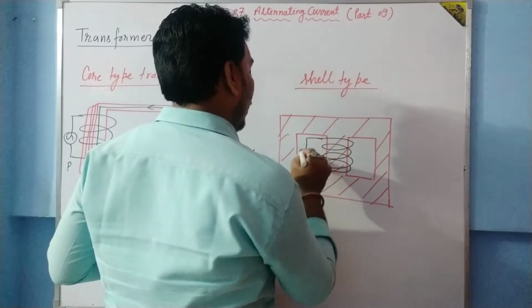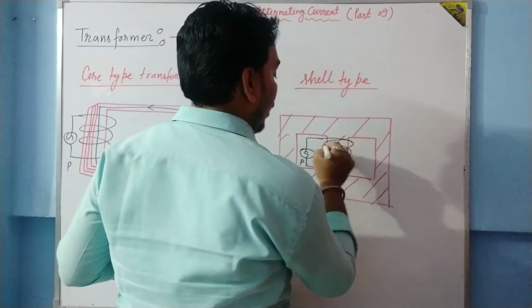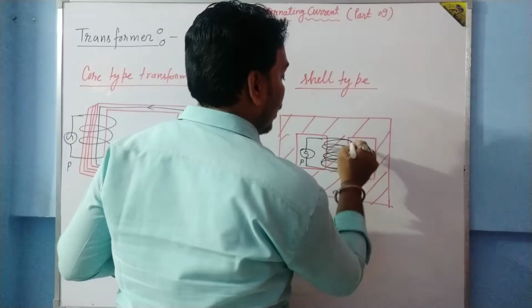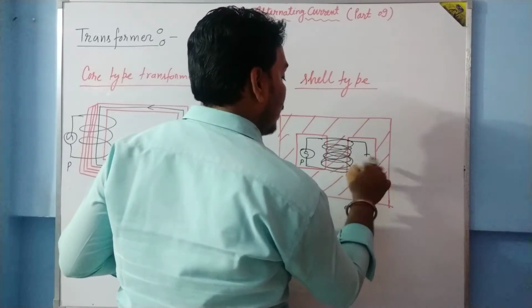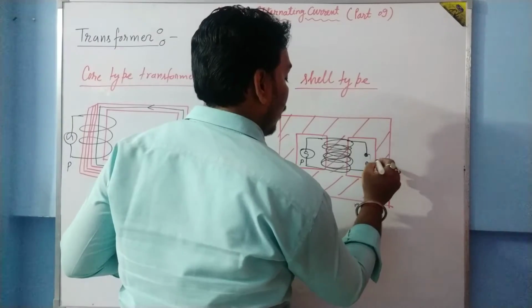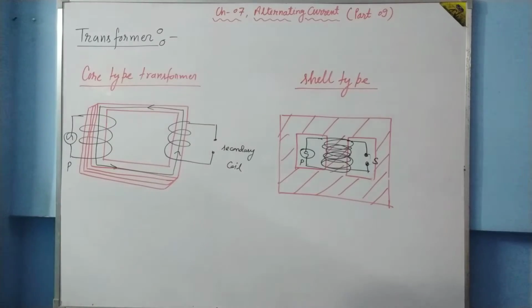Here we have the primary coil, and the secondary coil is wound over here. And here we have the secondary coil. Okay, this is your secondary coil, this is your primary coil. So this is called a shell type transformer.